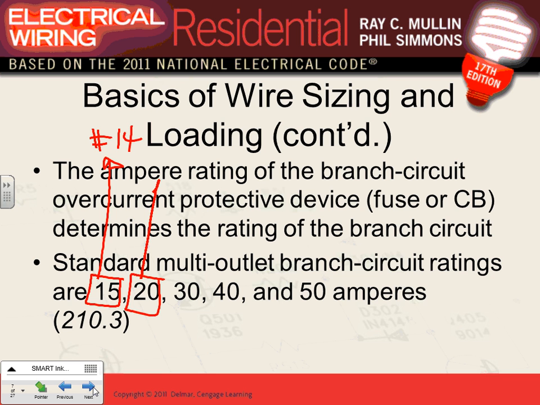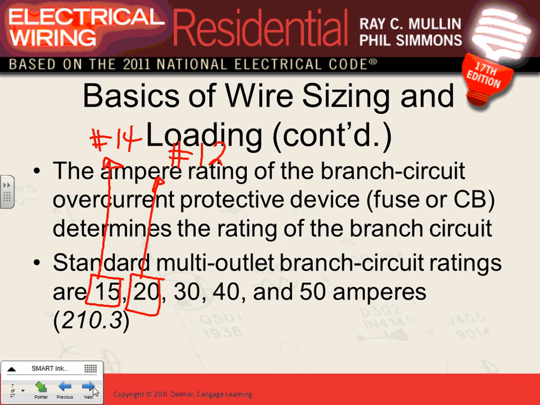A 20 amp branch circuit always goes with number, anybody? 12. Everybody knows the gauge, right? I hope. In the American wire gauge, number 14 is the minimum you can use. Number 14 is the minimum conductor that you can use for lighting branch circuits, power branch circuits, and equipment branch circuits. Everybody's okay with that? Number 14 is your minimum.